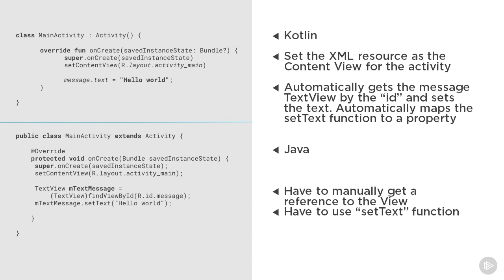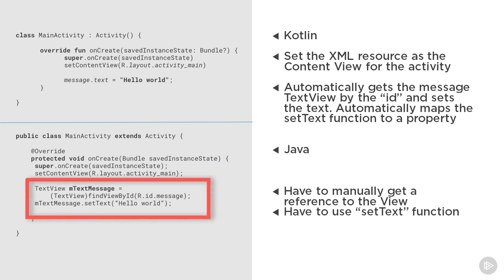Let's take a look at the exact same thing, but in regular old Java. We have to manually get a reference to the text view and set it to a local variable by using the findViewById function with an explicit cast. We then have to call the setText function and pass in the Hello World string.